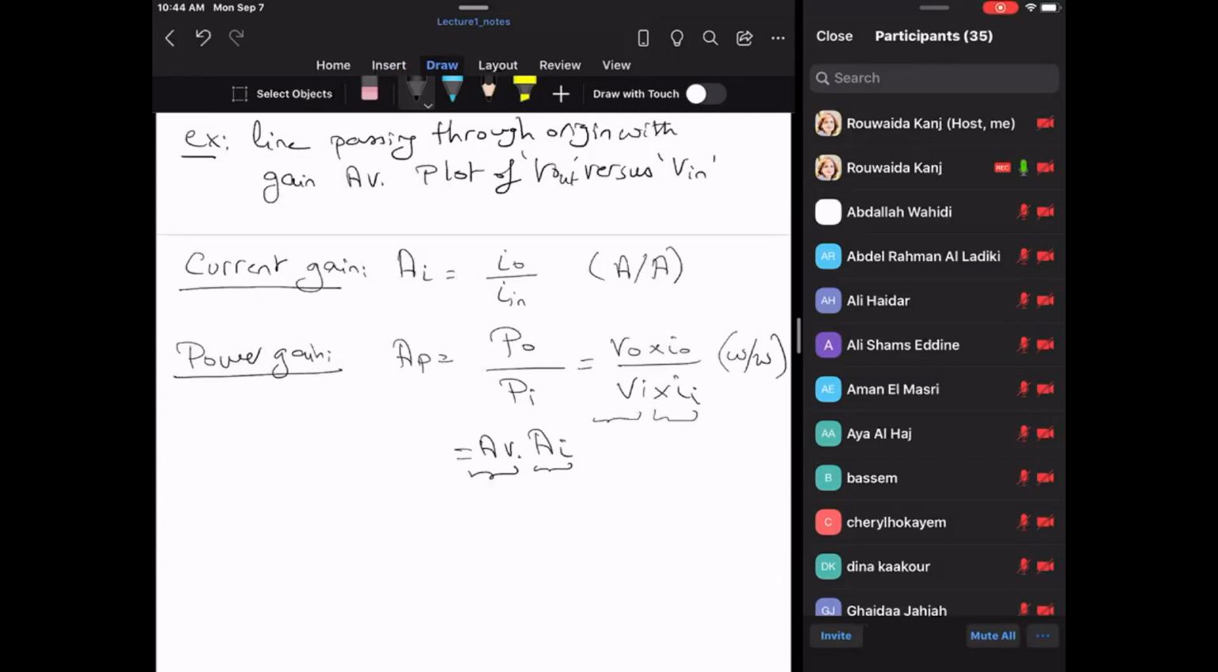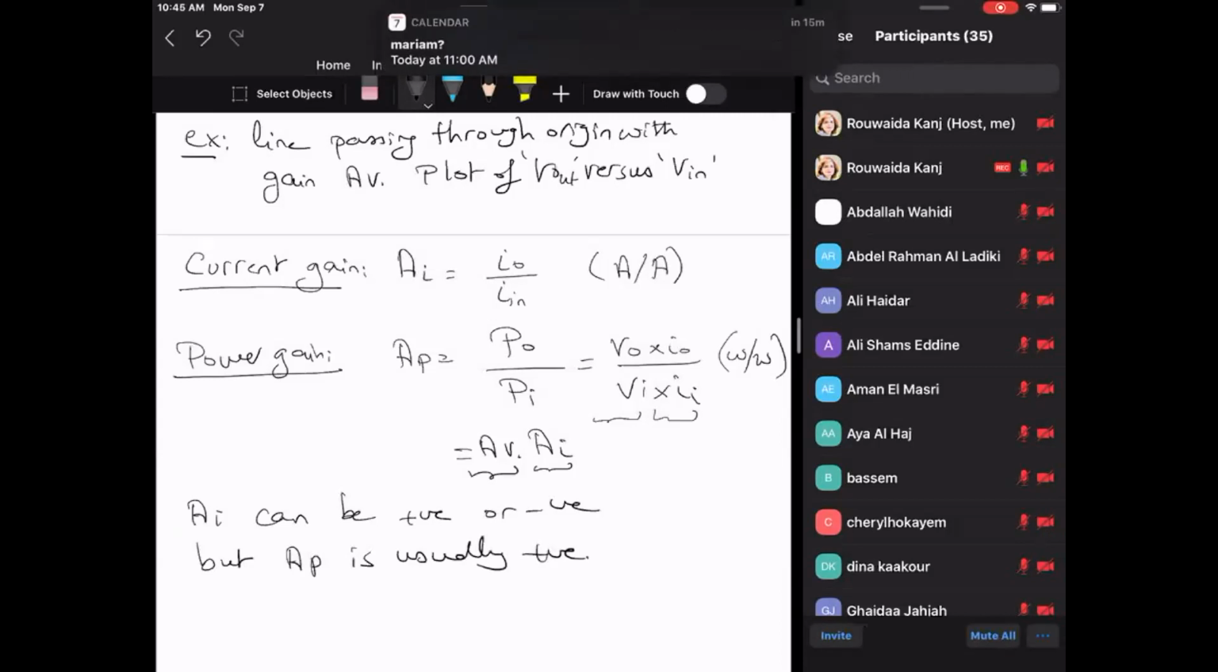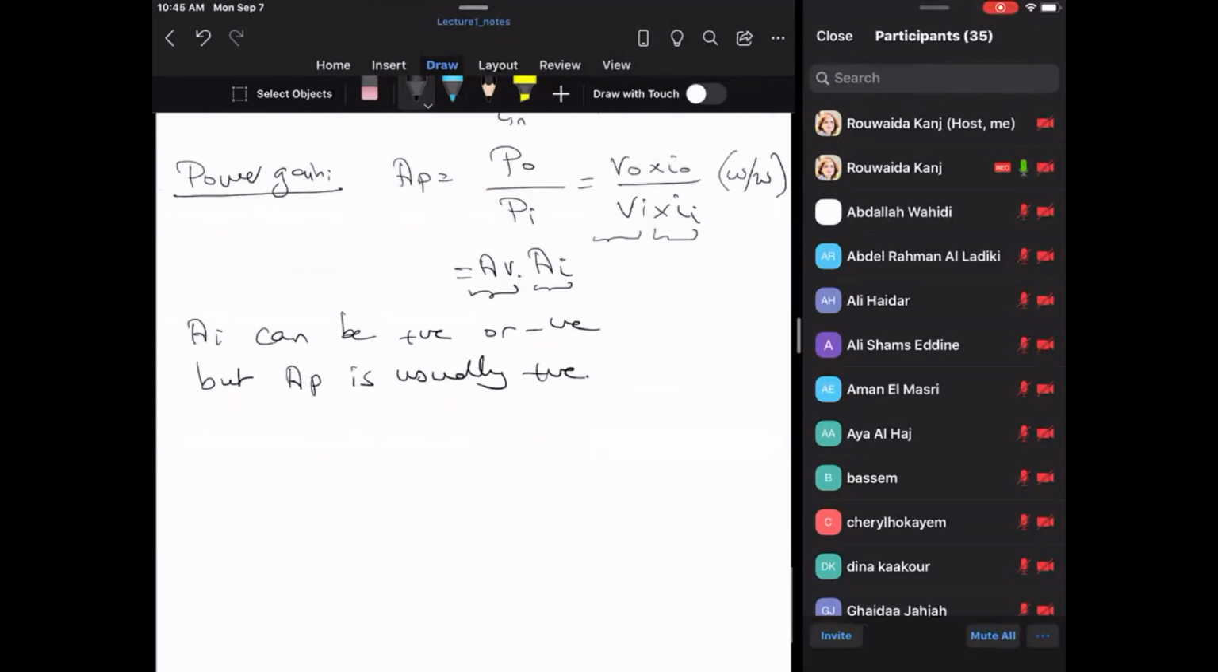Just like the voltage gain can be positive or negative, AI also can be positive or negative, but AP is mostly positive, or most of the time positive, because it is the product of the two gains. So AP is usually positive.